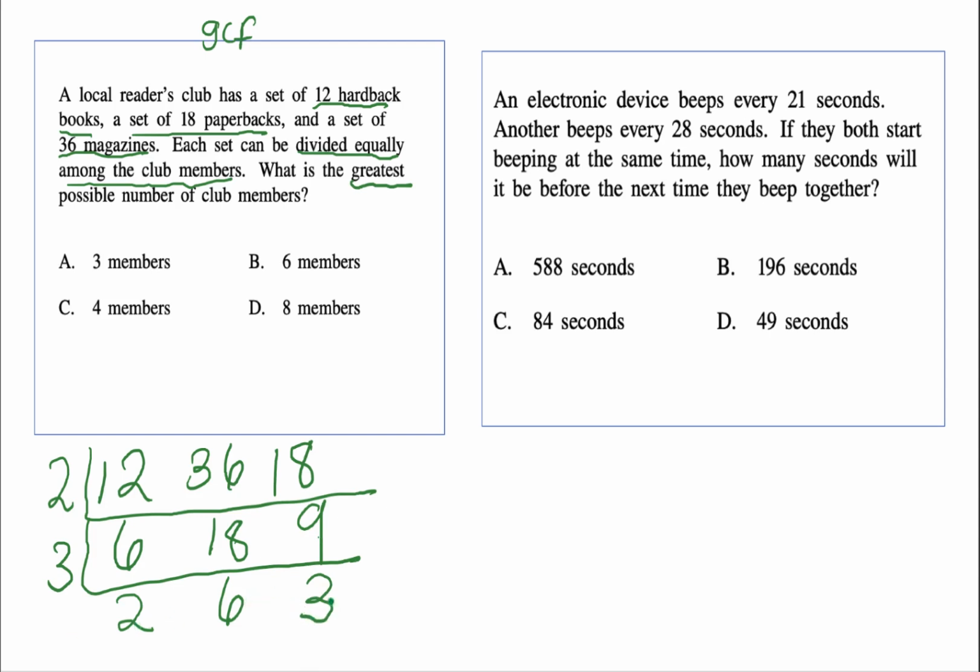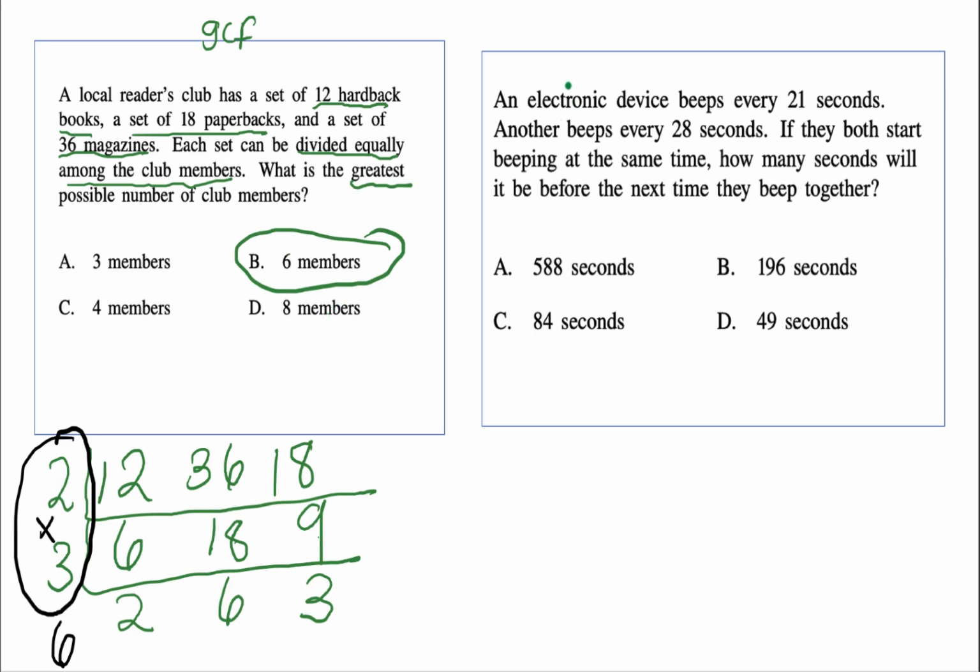We have 2, 6, and 3. There's no number here that would divide them evenly, because again, we want to divide evenly. So we're finished. And always remember that when it is your GCF, we're just looking at the outside here. So we'll multiply 2 times 3, and that would give us 6. So my answer is B, 6 members.